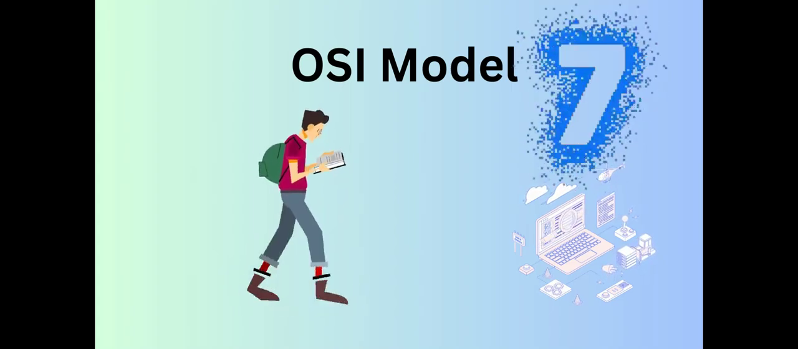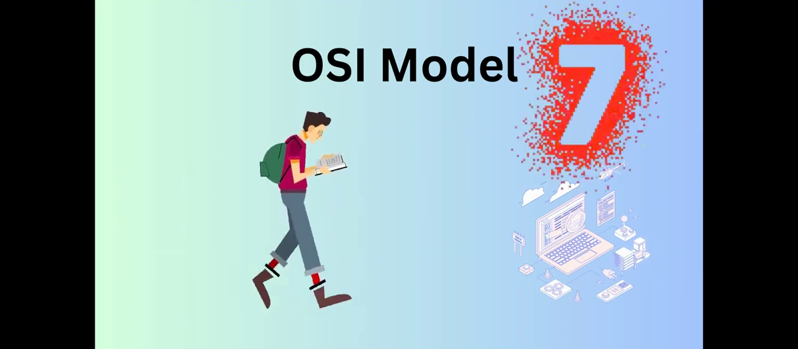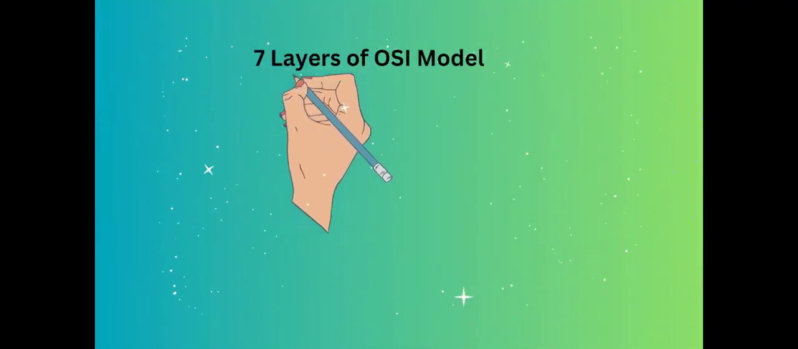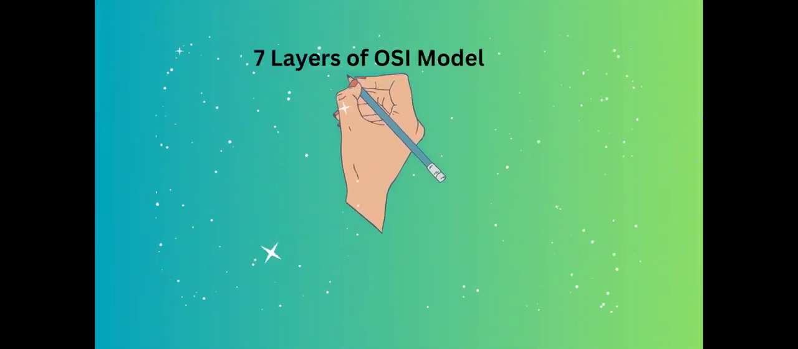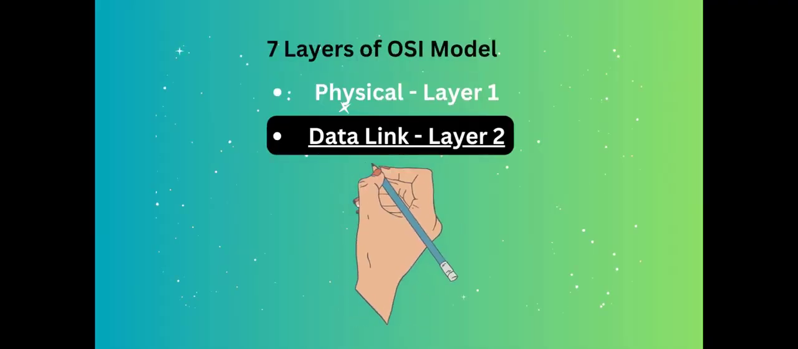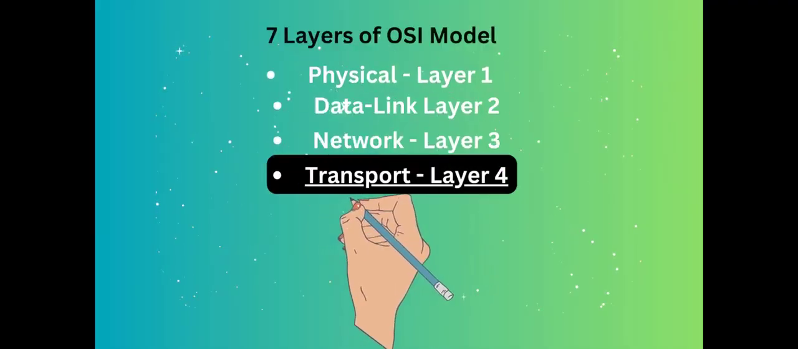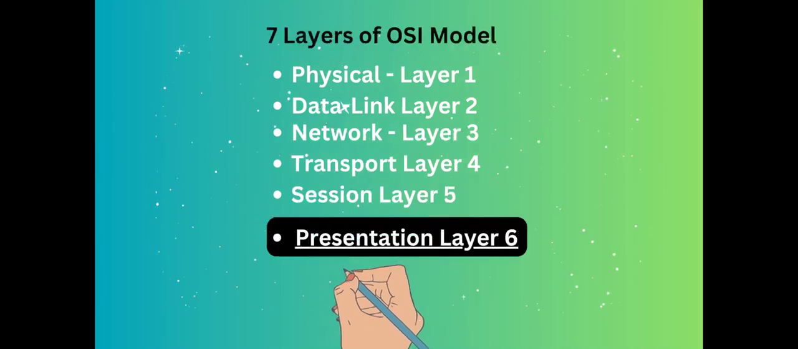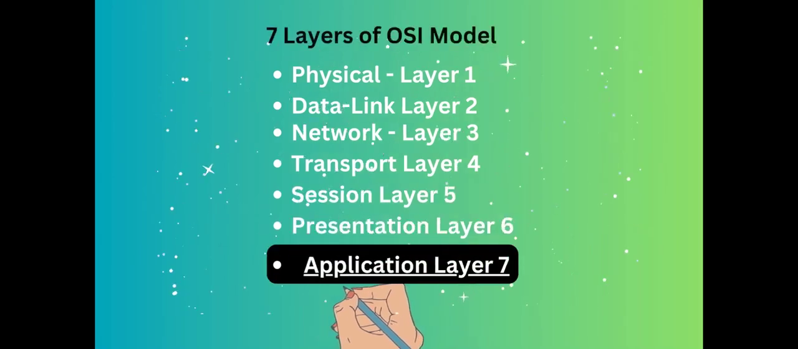OSI consists of 7 layers and each layer performs a particular network function. Here are the 7 layers of the OSI model. Physical layer, data link layer, network layer, transport layer, session layer, presentation layer, application layer.